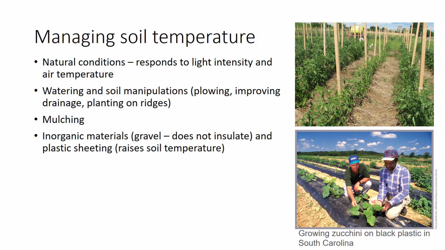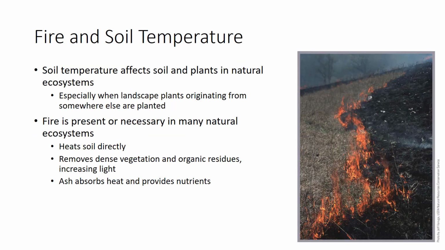Plastic sheeting tends to raise soil temperatures. The temperature of black plastic rises dramatically under sunlight, and some of that heat is conducted into the soil below. Growers of heat-loving, high-value vegetables often plant through black plastic laid out on the ground to increase soil temperature, promote growth and productivity, suppress weeds, and shorten time to harvest. Soil temperature, of course, affects soil and plants in natural ecosystems as well.